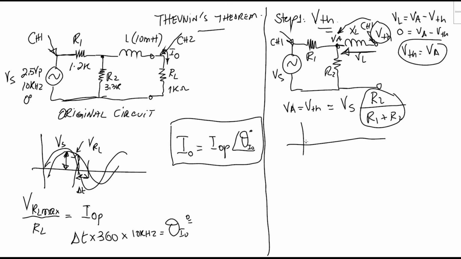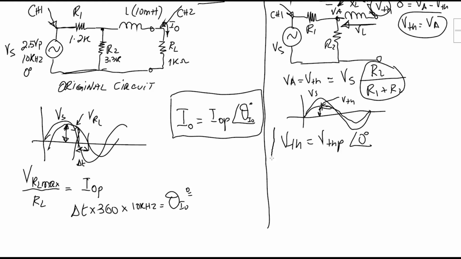The oscilloscope will display again Vs and Vth, which are in phase, but with a small value in terms of Vpeak. So this here will be Vth. Its maximum here represents Vth max. So Vth will be equal to Vth max or peak. The angle will be 0. So this will be our reference now for the Thevenin equivalent circuit. Okay, so that's Vth.